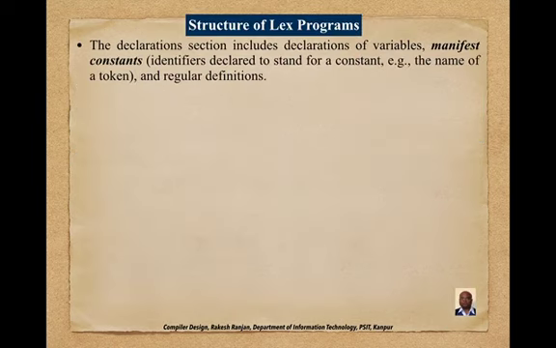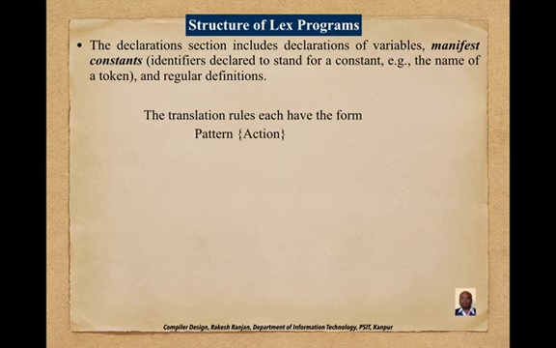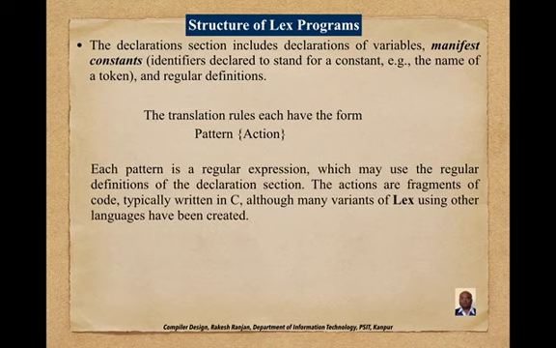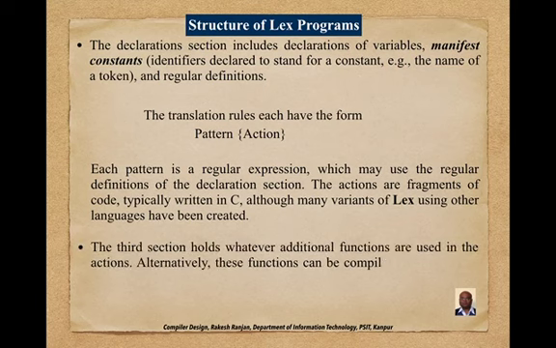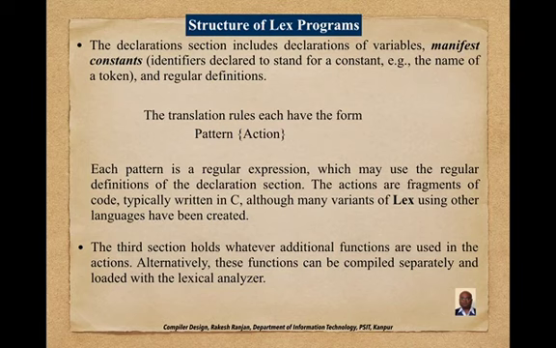The declaration section includes the declaration of variables, manifest constants, and regular definitions. The transition rules each have the following form: pattern, then curly brace open, the action, and curly brace close. The pattern is a regular expression which may use the regular definitions of the declaration section. The actions are fragments of code typically written in C, although many variants of Lex using other languages have been created. The third section holds whatever additional functions are used in the actions. Alternatively, these functions can be compiled separately and loaded with the lexical analyzer.